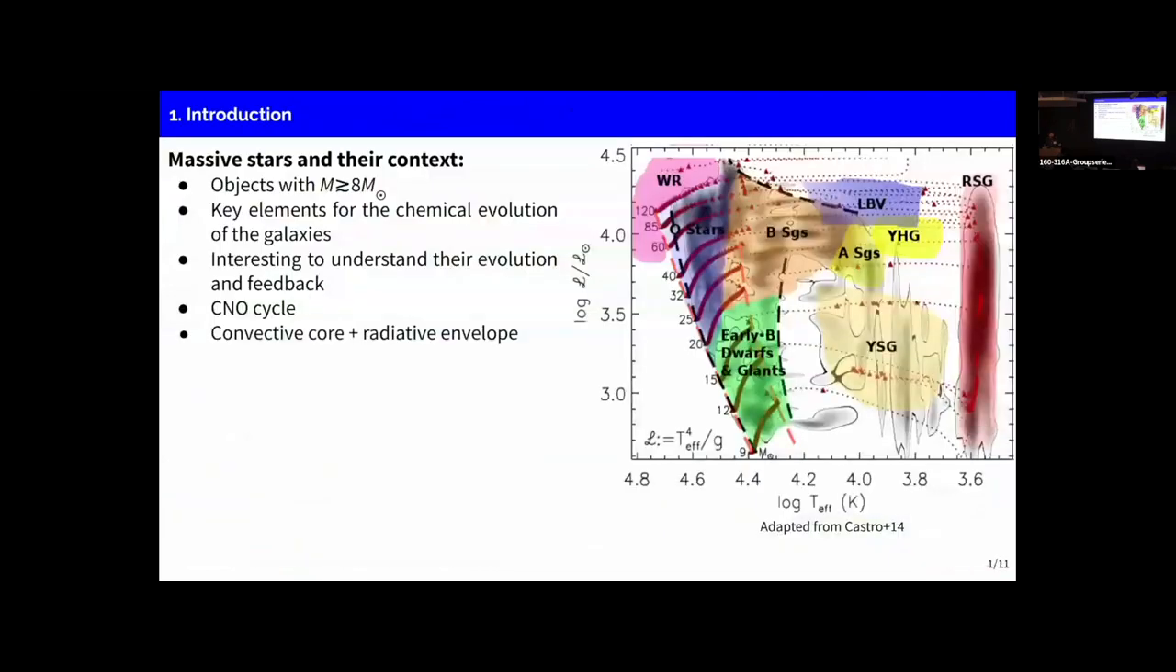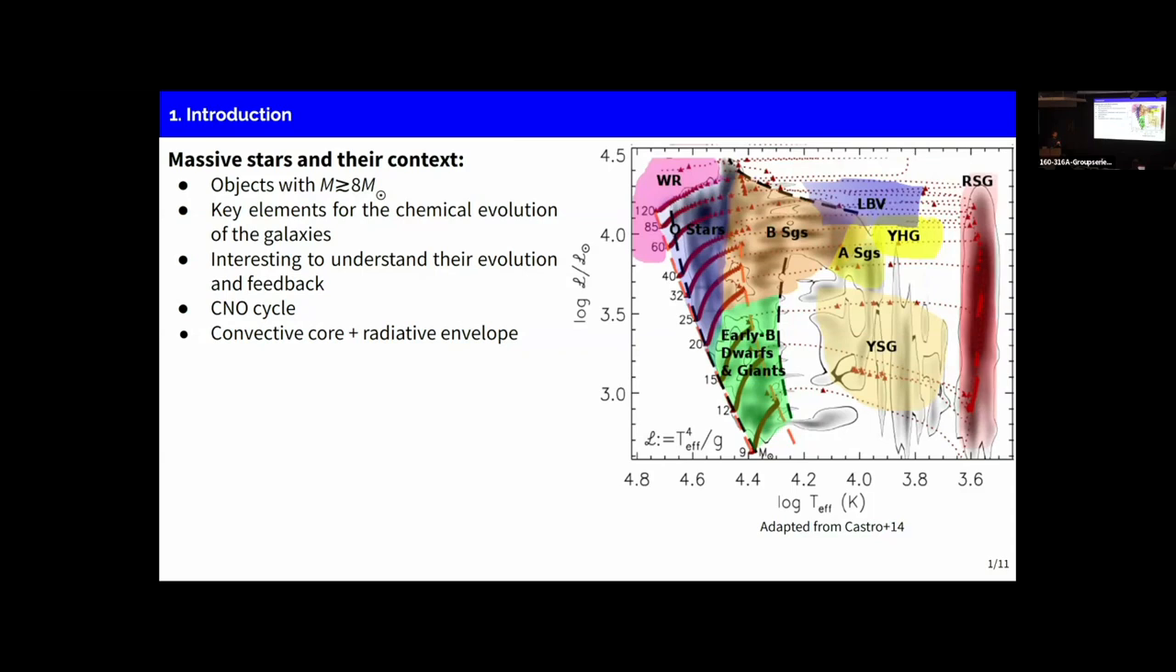And we always say that they are the key elements for understanding the chemical evolution of the galaxies, but they are interesting objects by themselves, and we want to understand their evolution. They cover a huge range of the spectroscopic HR diagram, but I'm centering on O-type stars in the main sequence. So I just wanted to remind you of two main points.